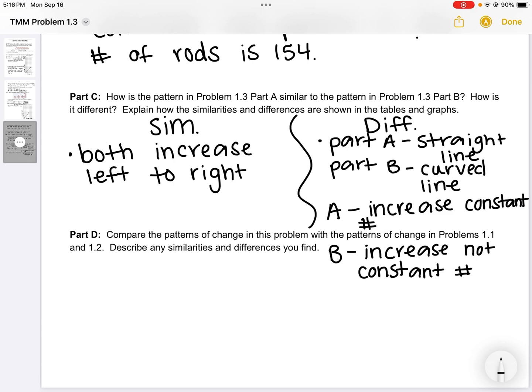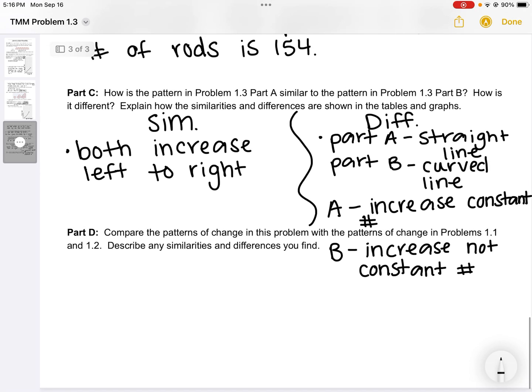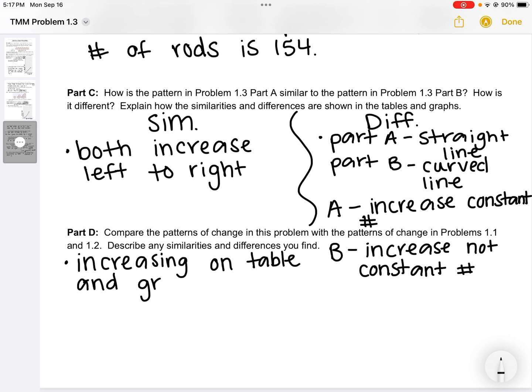So last question. So the patterns are, we are increasing here as well as we are increasing in the other notes. So we are increasing on table and graph. Okay. And then the bridge length and the staircase relationships are both nonlinear. This just means that they have a curved line on their graph. It is not a straight line.